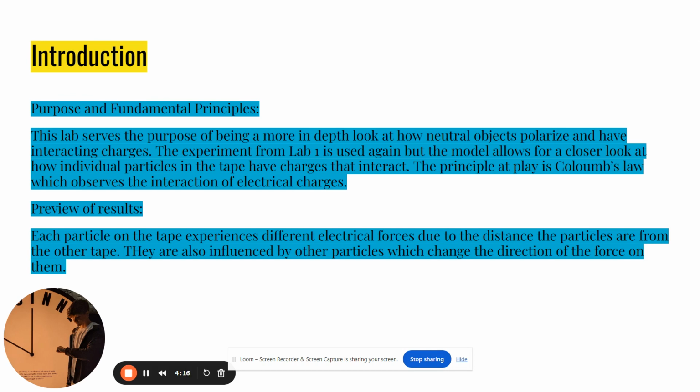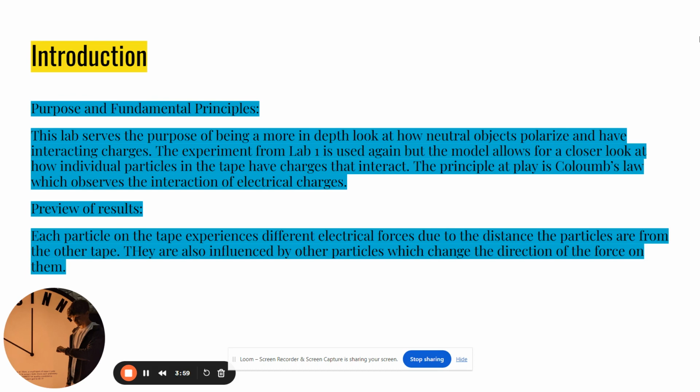This is a more in-depth look at the same experiment from Lab 1, where we took two charged tapes and observed their repelling against each other. But this time, we're dividing it up in the coding model into point charges so we can see how those point charges interact as a line of charge rather than just one point charge for the tape.